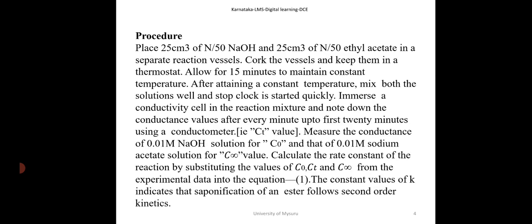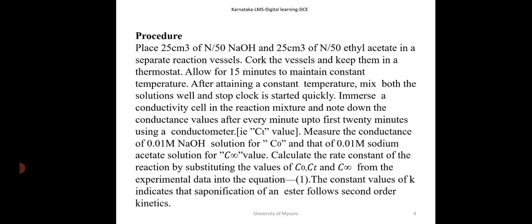Procedure. Place 25 cm cube of N by 50 sodium hydroxide and 25 cm cube of N by 50 ethyl acetate in separate reaction vessels. Cork the vessels and keep them in a thermostat. Allow 15 minutes to maintain constant temperature. After attaining a constant temperature, mix both the solutions well and start the stop clock quickly.